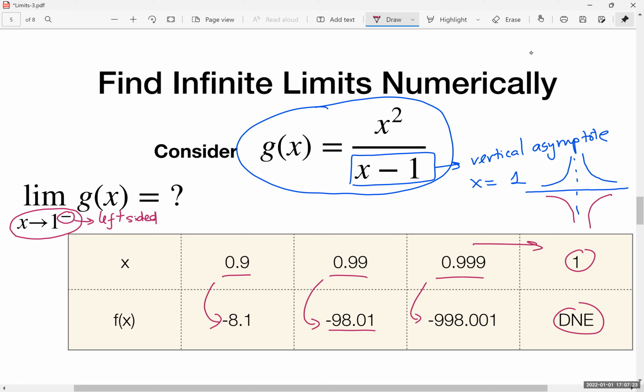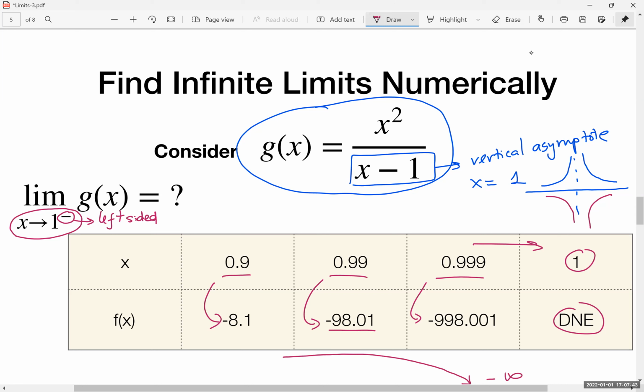So then you will observe the behavior of the function as x goes to 1 from the left side. You start at a negative value, negative 8.1, and it goes down and down, dramatically down. And it keeps going down to negative infinity.